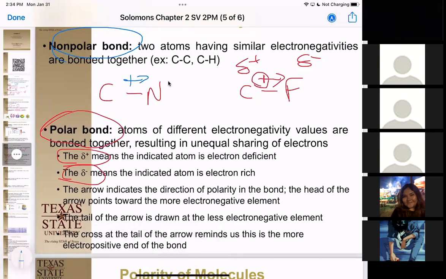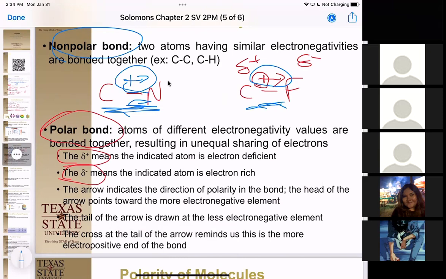Carbon is still the partially positive side, but the difference between this arrow and this arrow is pretty big. These are only 0.5 apart. These are 1.5 apart. So which of these carbons, the carbon with the nitrogen or the carbon with the fluorine, is going to have the greater partial positive charge? The one that's bonded to the fluorine, because the fluorine wants the electrons more.